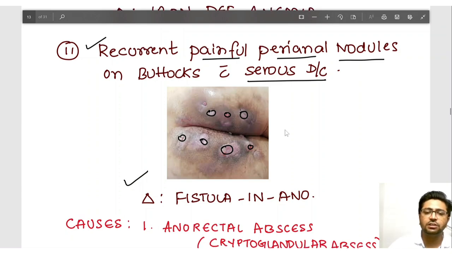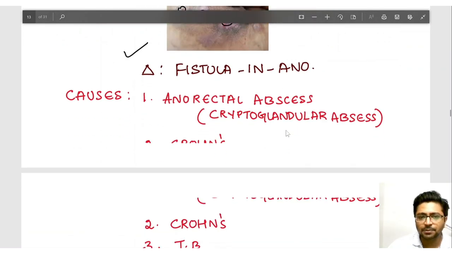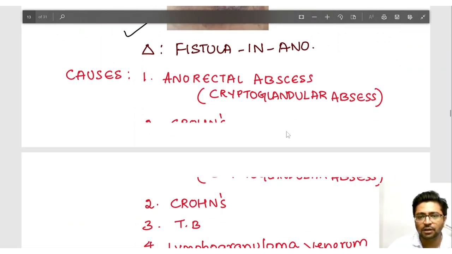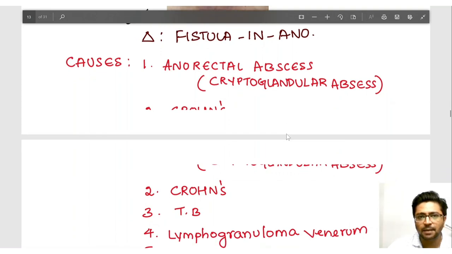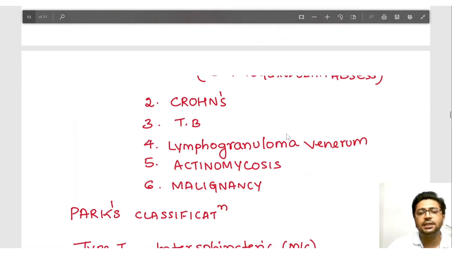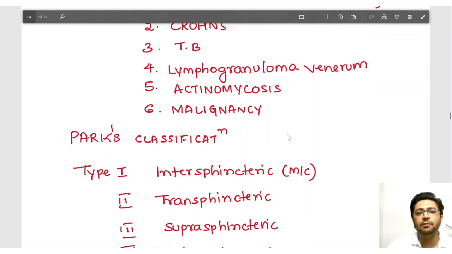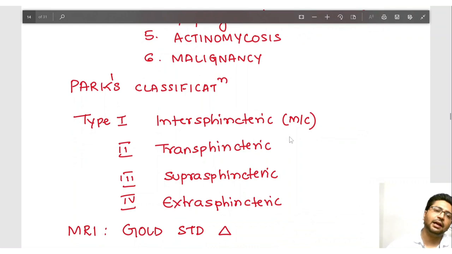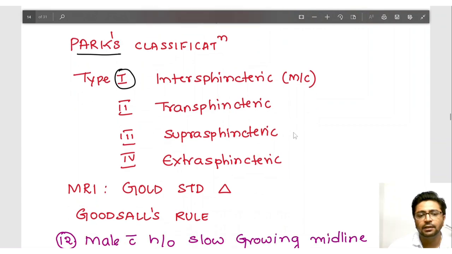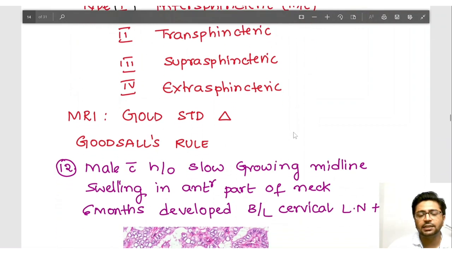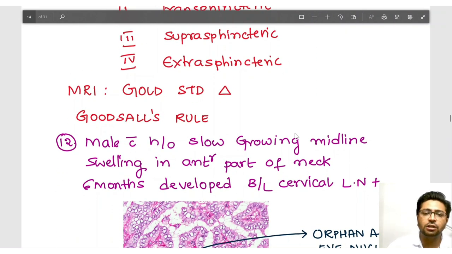So what are the different causes of fistula in ano? Anorectal abscess, most common, also referred to as cryptoglandular abscess. It might be Crohn's disease, secondary to tuberculosis, lymphogranuloma venereum, actinomycosis, malignancy. We have something called Parkes classification. The most common being type 1, that is intersphincteric, type 2 is transsphincteric, type 3 is suprasphincteric and type 4 is extrasphincteric. MRI is the gold standard for diagnosis and one should remember Goodsall's rule.